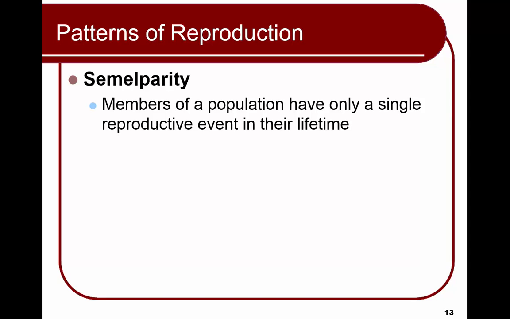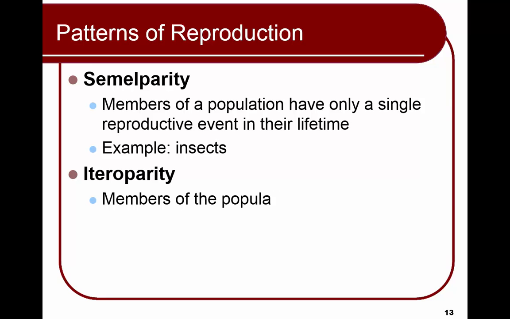Okay, when we're looking at patterns of reproduction, we need to mention semelparity. This is where the members of a population have one reproductive event in their lifetime. And this would be your insects. They reproduce a lot, but they don't reproduce but one time.